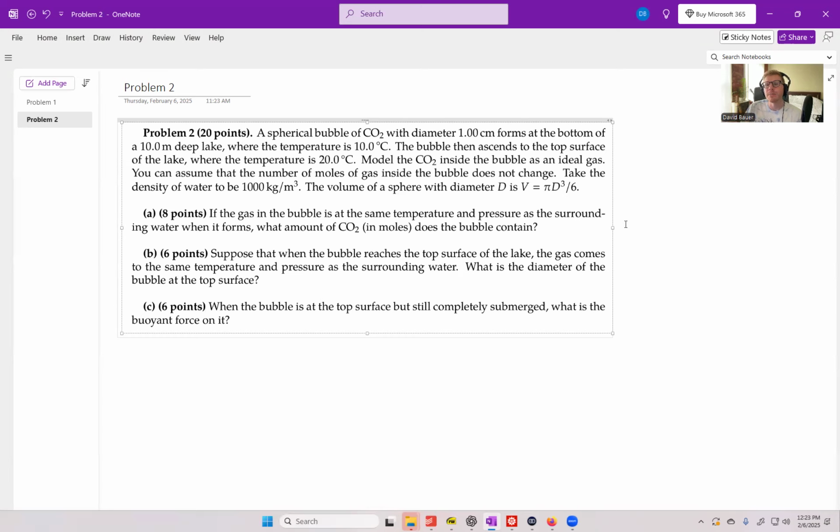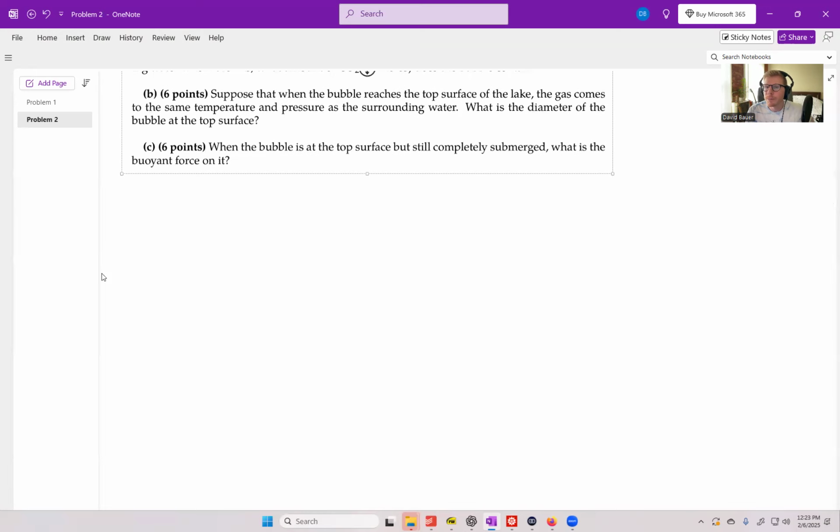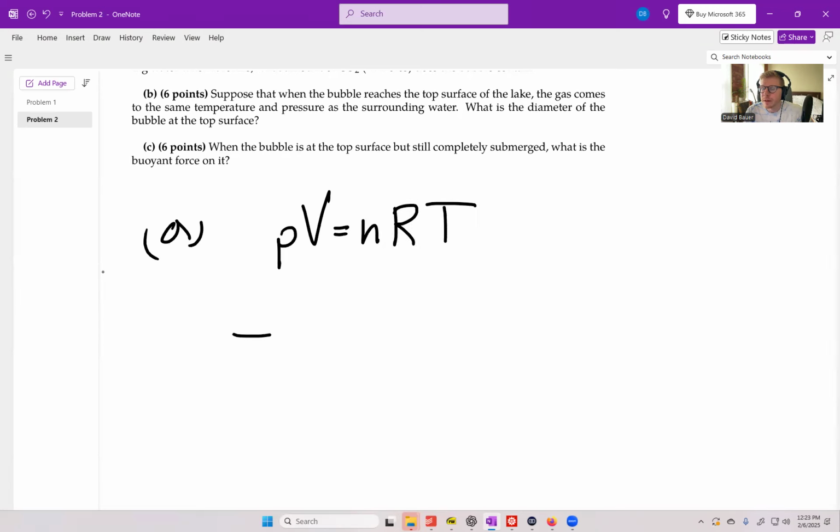And the pressure at the bottom of the lake we can calculate using our hydrostatic pressure formula. So the first step of the problem, part A, is just to calculate what amount of gas, in moles, the bubble contains. And we can just do that by plugging into the ideal gas law. So PV equals nRT. So n is PV over RT.